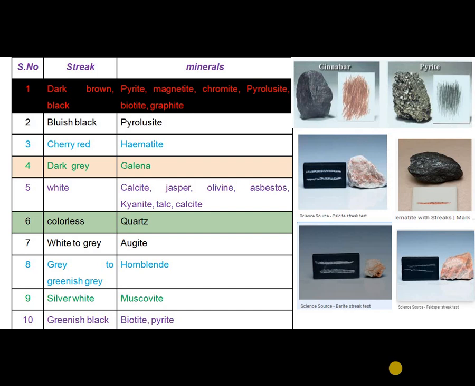Some of the minerals are shown here very clearly. There is a streak plate and each mineral, cinnabar, how the mineral is looking, and how the powder of the mineral, that is the streak, is seen very clearly on the streak plate. And similarly pyrite, and also other minerals, calcite, hematite, feldspar, barytes, all the minerals are shown. Body color can be seen very clearly here, and at the same time the streak of the mineral, that means the powder of the mineral, is also seen here.